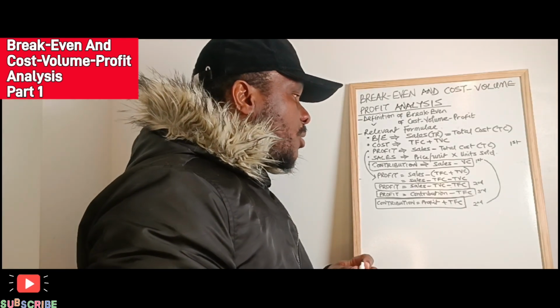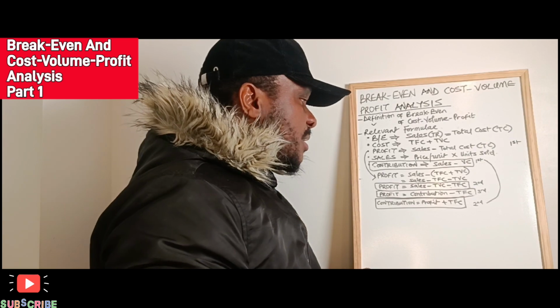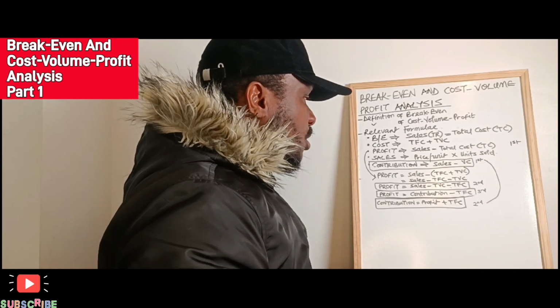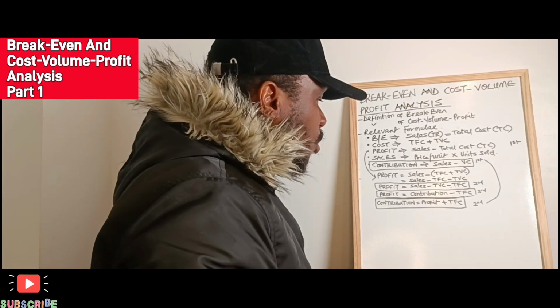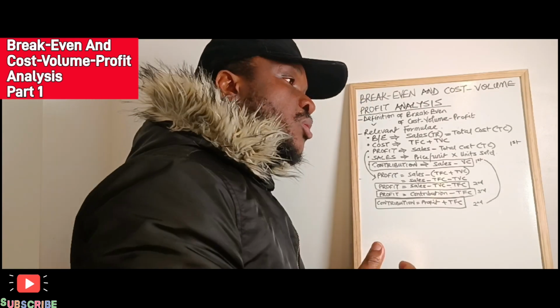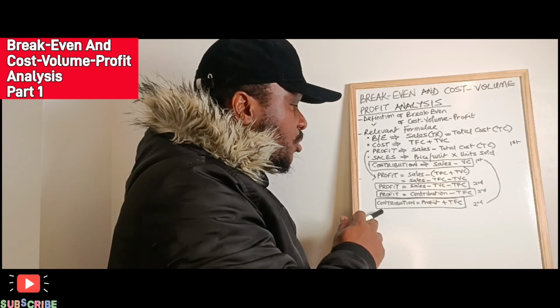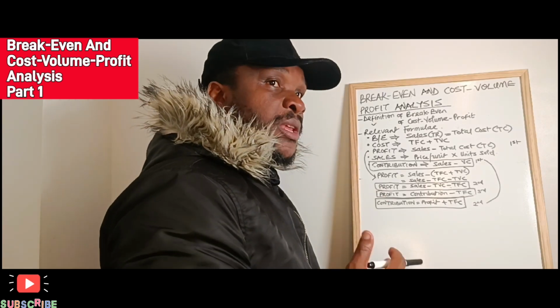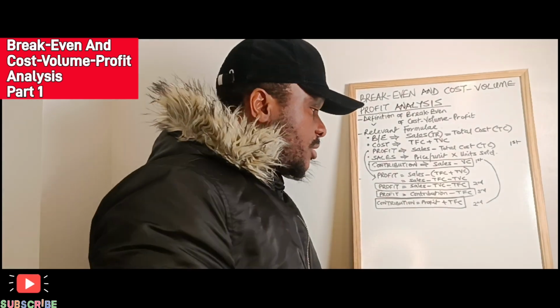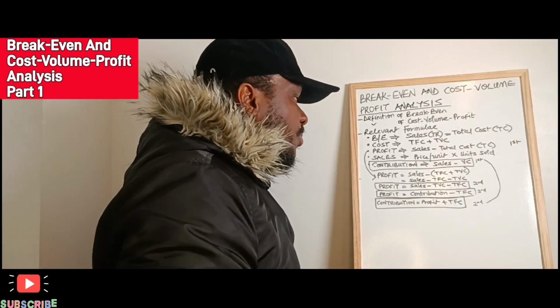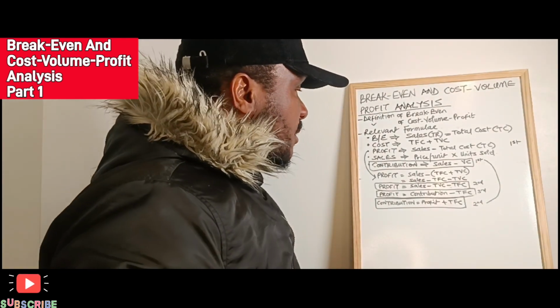All right. So, having done this, you will clearly see that contribution is a function of profit and total fixed cost. Contribution is a function of profit and total fixed cost. Okay, so that is well stated.